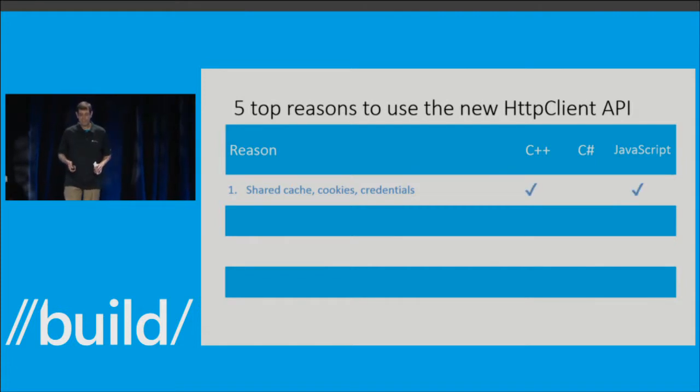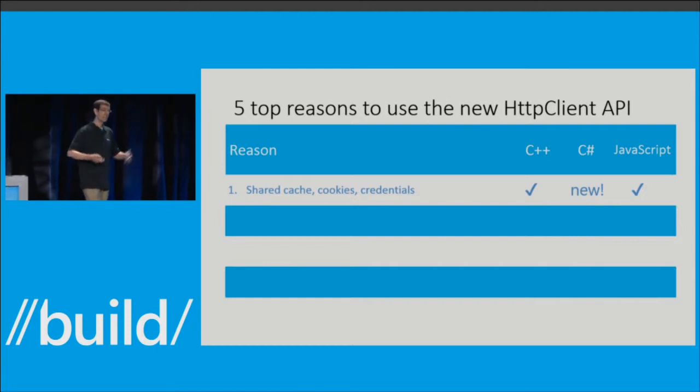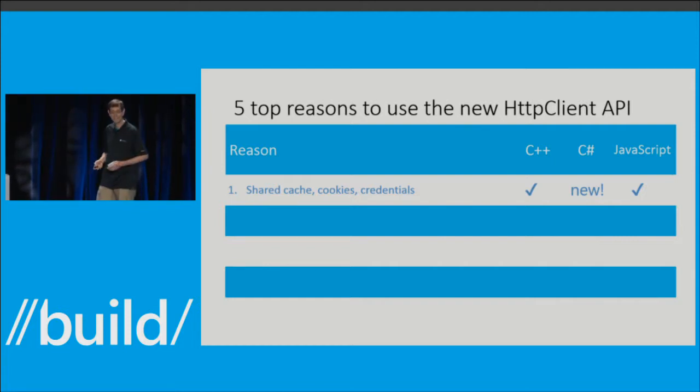But for those people, you're going to say, what? That's not new. That's old. But if you're a C# programmer, this is new. Because in the past, the C# API has not shared cache. Now it does.